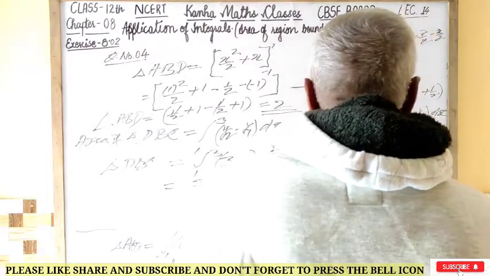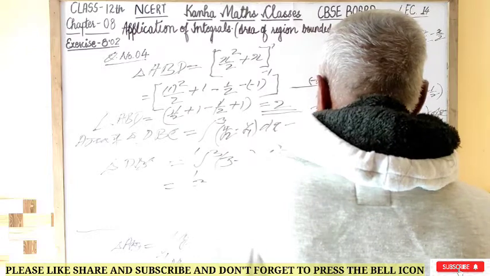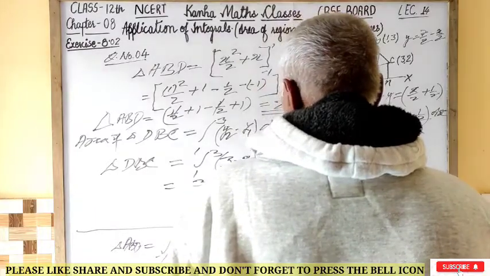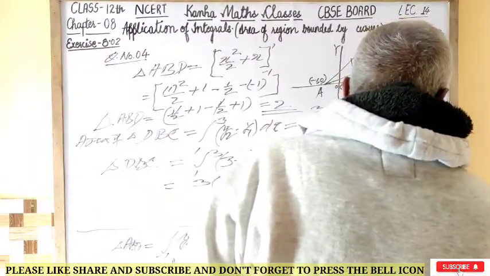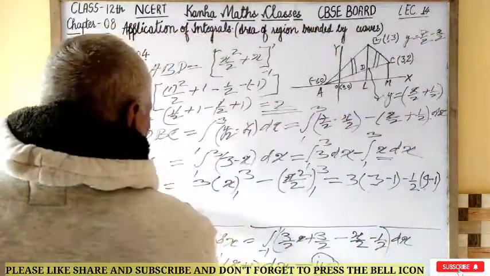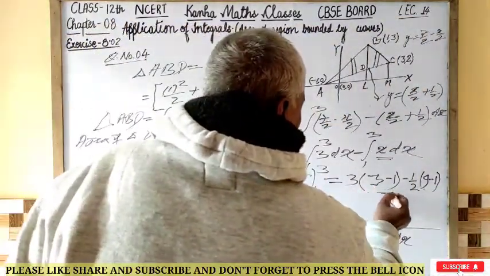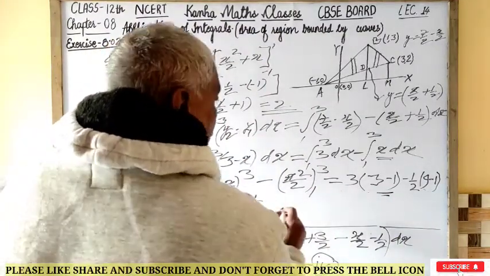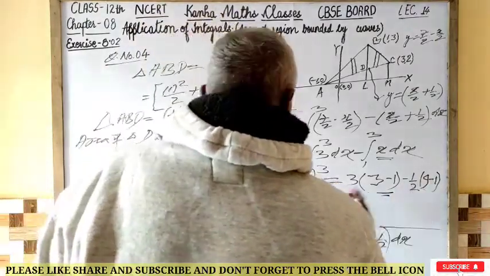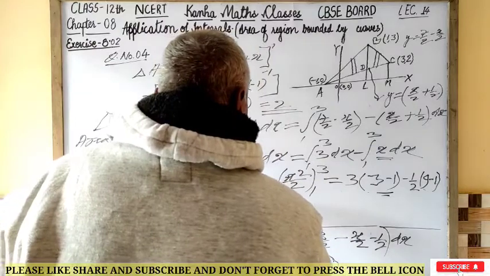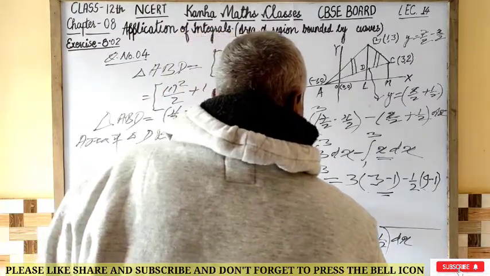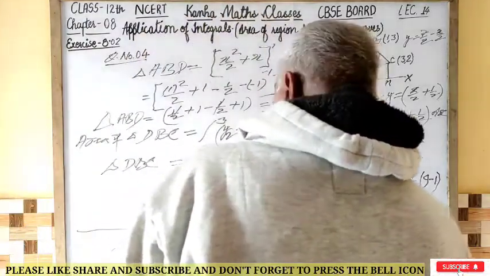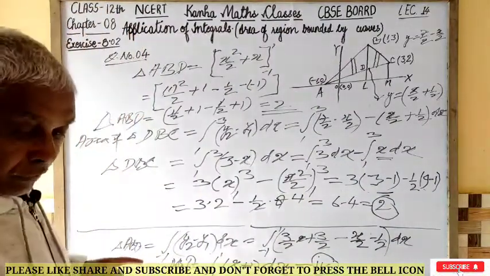3 into 3, 9, and here minus 1. 3 minus 1 is 2, 3 into 2, minus 1 by 2 of 9 minus 1, 8. 2 fours are 8, 6 minus 4 is equal to 2 square unit. 2 square unit. Now we will rub ultimate.